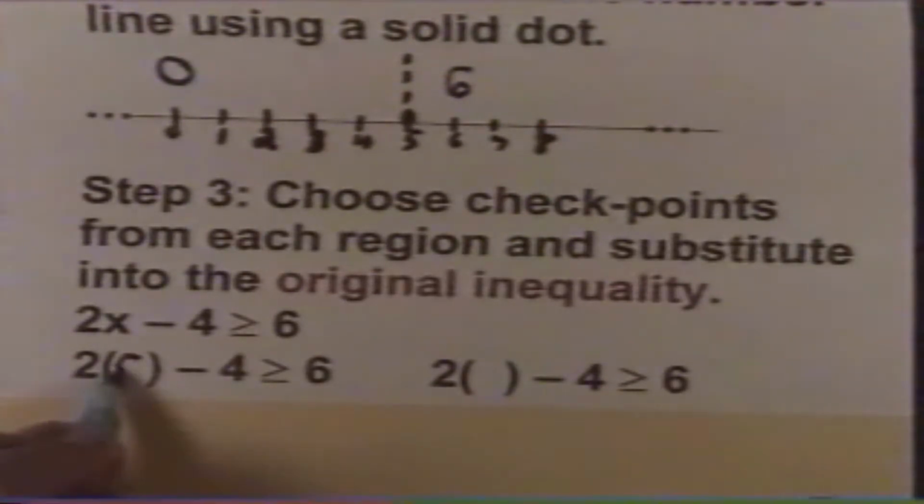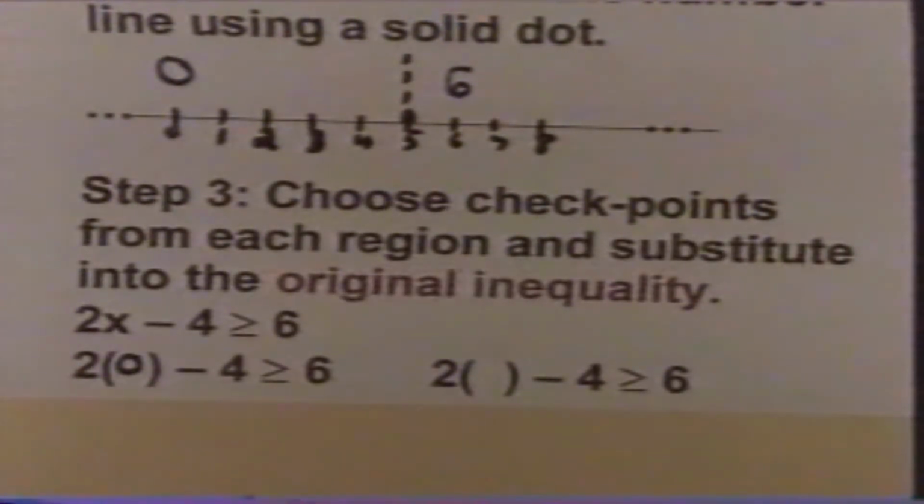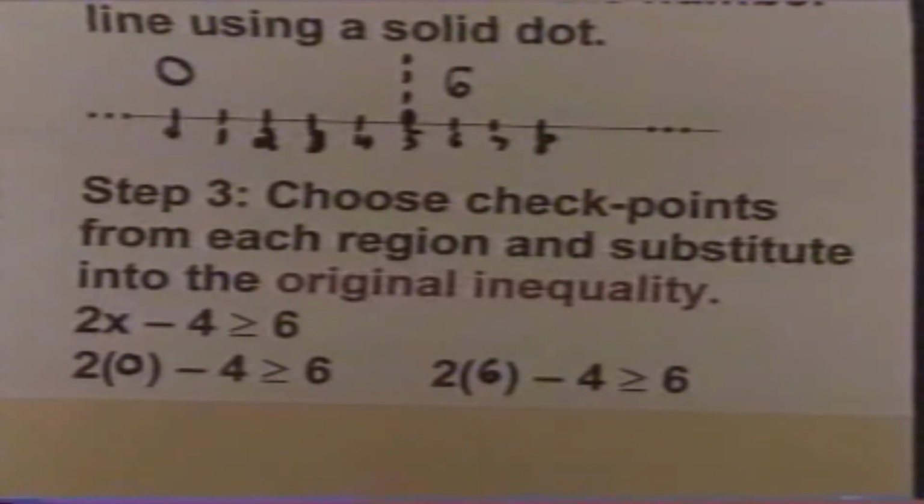Now once we choose the checkpoints, then we substitute into the original inequality, which is 2x subtract 4 is greater than or equal to 6. I replace the x with parentheses, and here I'm going to substitute in 0. In this one, I'm going to substitute in 6. So I substitute each of my checkpoints into the original inequality.